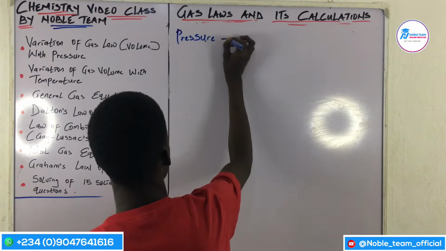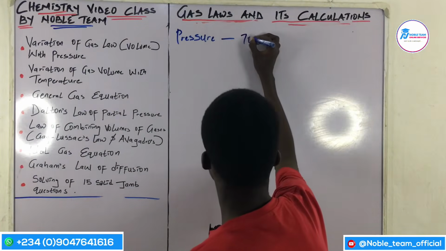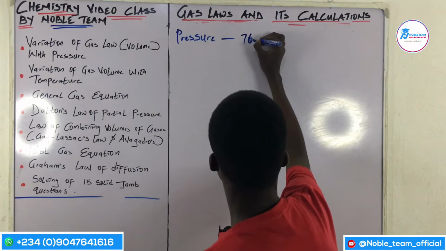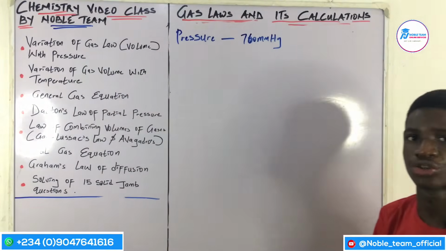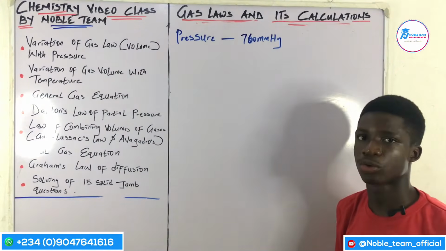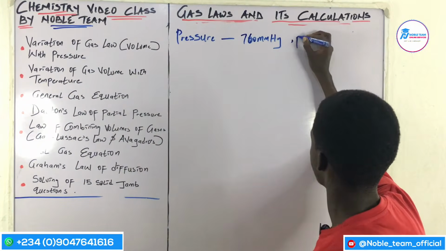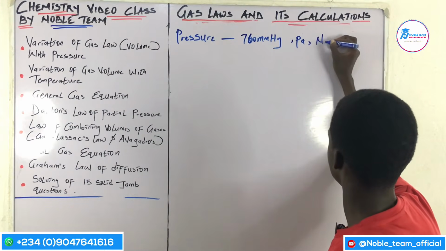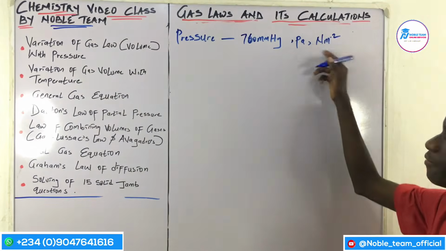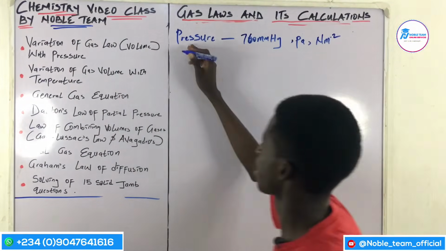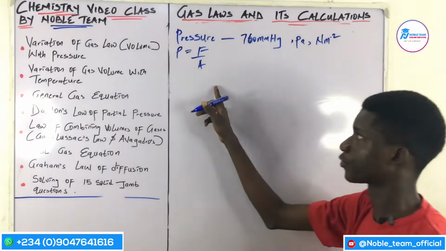Once we talk about pressure at STP, it is 760 millimeter mercury. And the unit of pressure, remember that pressure is force over area. The unit of pressure can be Pascal, or Newton per meter square. Do you know how I derived this? Let me just write it out. Remember that pressure is force over area.